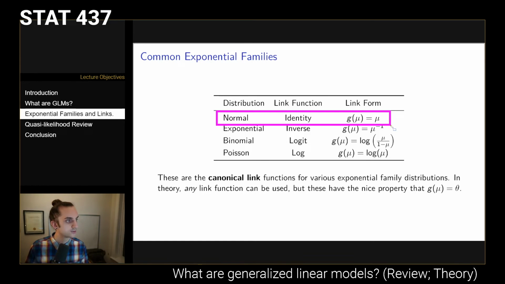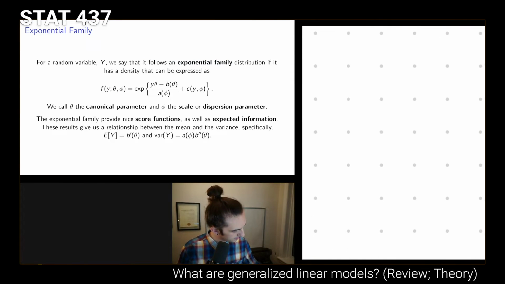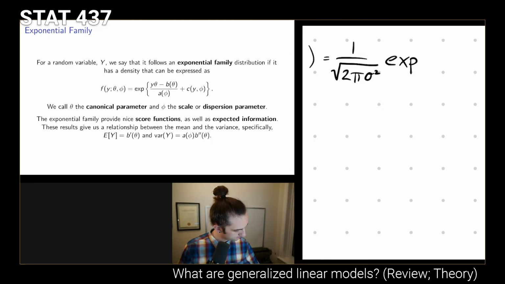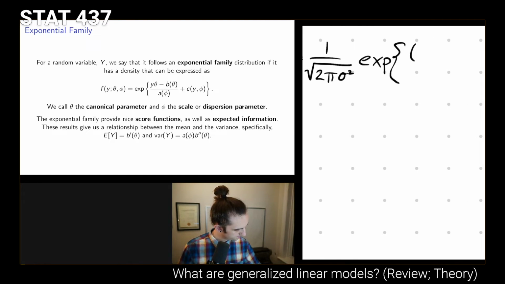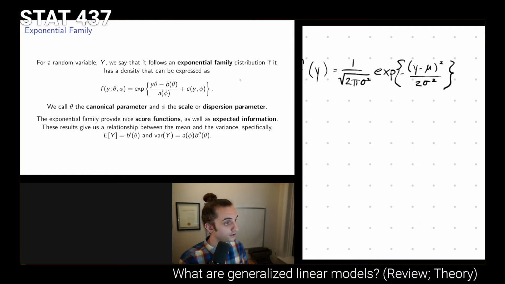With the normal distribution, we're saying that the canonical link is the identity link, okay? And so what does this mean? Well, if we are trying to convert this to the normal density, maybe what I'll do is pull up my whiteboard here, and we can say that the normal distribution, f of y, has this density where we take 1 over the square root of 2 pi sigma squared, and then we take the exponential of negative (y minus mu) squared over 2 sigma squared, right? And so the question is, how does this correspond to this exponential form that we have on the screen right here?